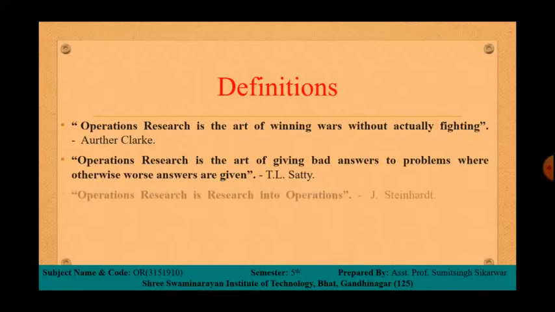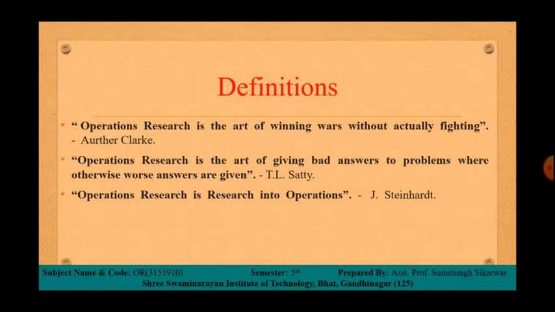Another definition was given by J. Steinhardt, that operation research is the research into operations. Now, this definition does not say anything clearly about the subject of operation research and simply says that it is research into operations. The operations may be military activities or simply the operations that an executive performs in his organization while taking decisions.